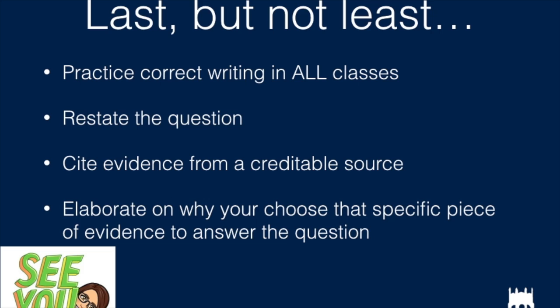And last but not least, make sure that you practice correct writing in all of your classes, not just language arts. Every time you are asked a question that needs a written response, you should first restate that question, and next cite evidence from a credible source, whether that's a textbook that you're reading or an article that your teacher has given you. Cite that source in your answer, and then elaborate on why you chose that specific piece of evidence to answer the question. Elaboration means tell me what you think without using the words I think.